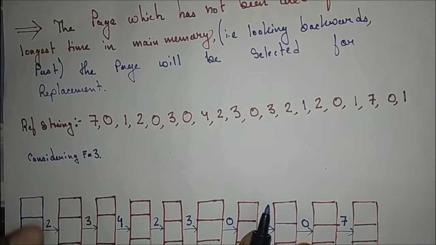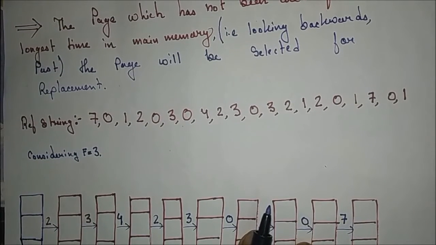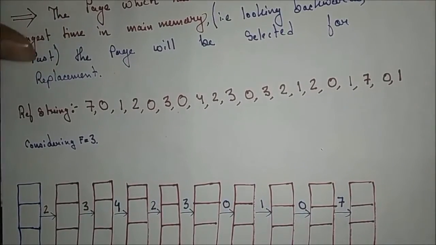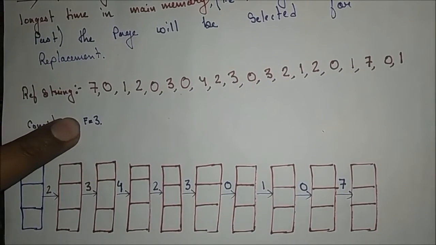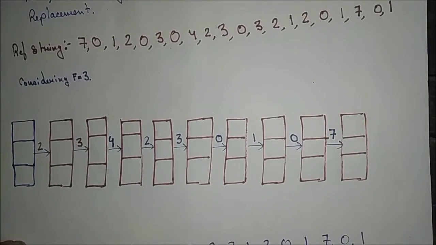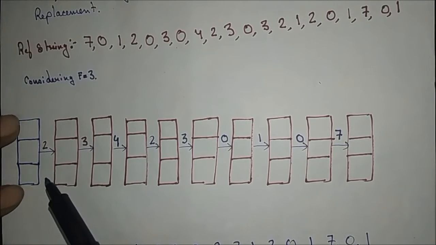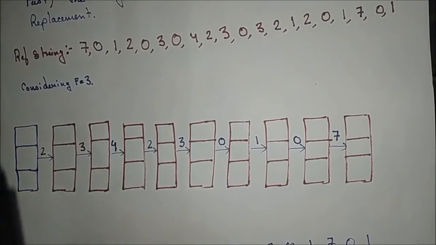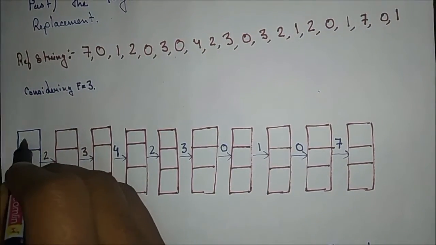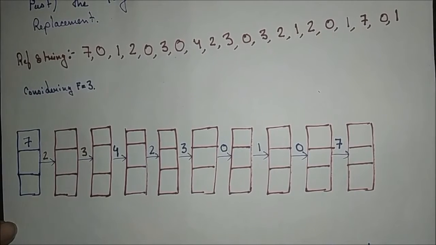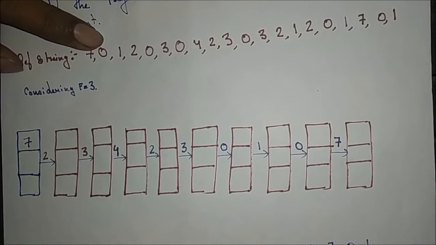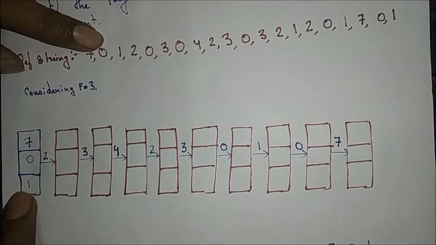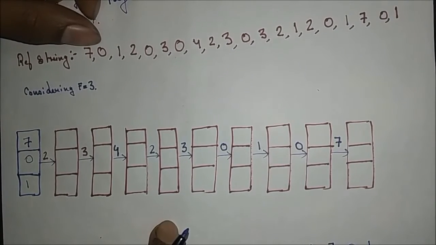I have taken this reference string, and first I will consider 3 frames, and then I will consider 4 frames. The reference string is given here. Considering 3 frames, the first three frames are empty. So the first page, 7, comes, then the next page 0, and then 1, because the first 3 frames are empty. We have inserted 3 pages: 7, 0, 1.